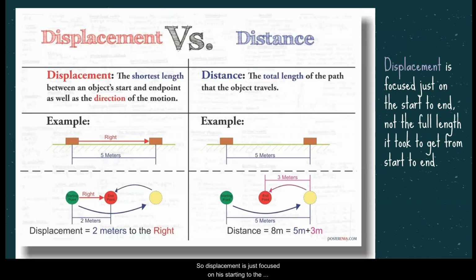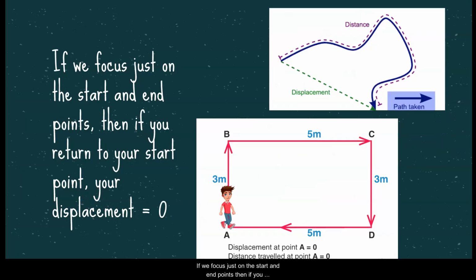So displacement is just focused on the start and the end, not the full length it took to get from start to end. All that matters is that I started here and I ended here, and what's the difference between those 2 points. If you return to your starting point, your displacement is 0. So if you go running at night and you start at your house and run 5 miles and then return to your house, your displacement is 0 because you started and ended in the same spot. But the distance you ran would be 5 miles.